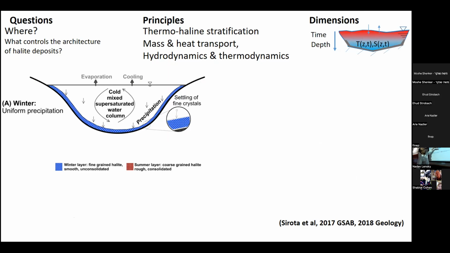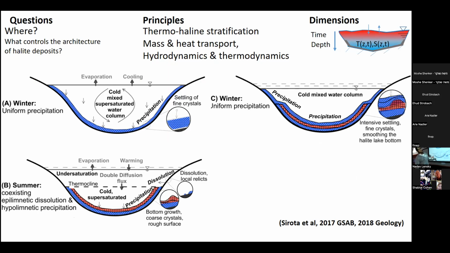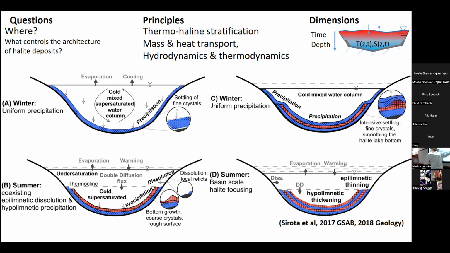So we see that in the winter, everywhere, because of convection, cooling and evaporation, we have cooler and saltier water at the top, and then everything mixes, with formation of salt crystals everywhere. And then in the summer, we have dissolution in the shallow, double diffusion, and formation of a deep layer. In that way, we can move in time, winter and summer. In that way, finally, we focus most of the salt material into the deep part.